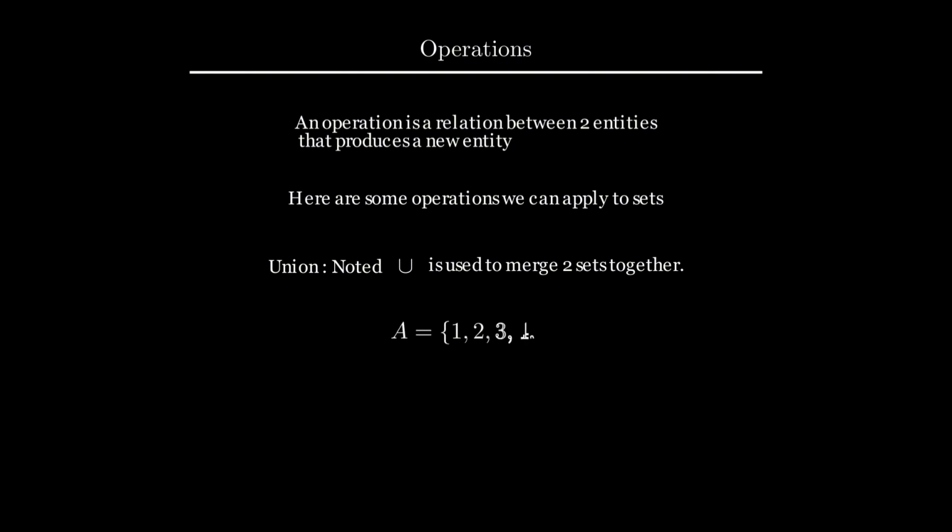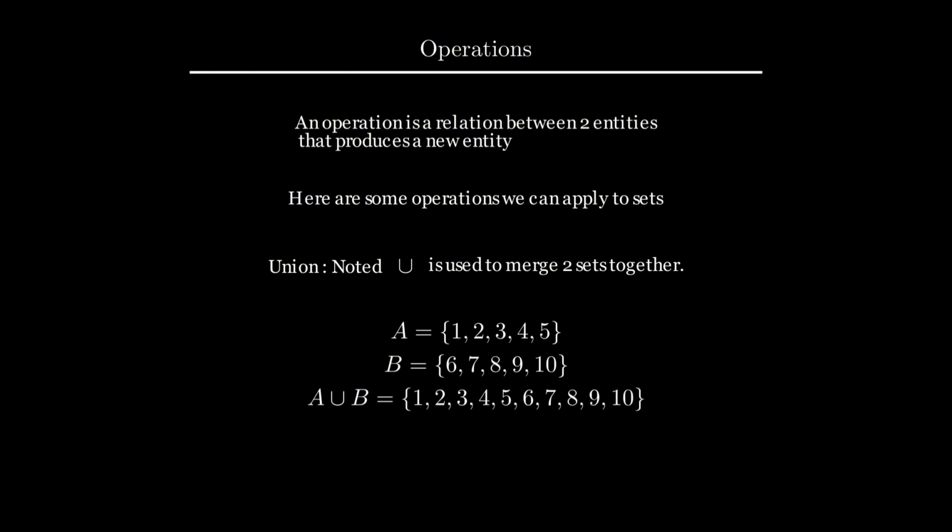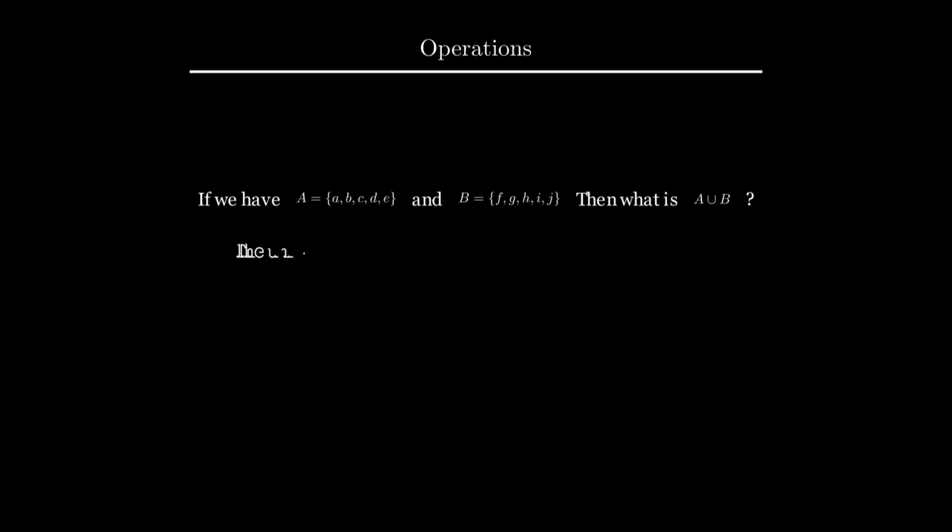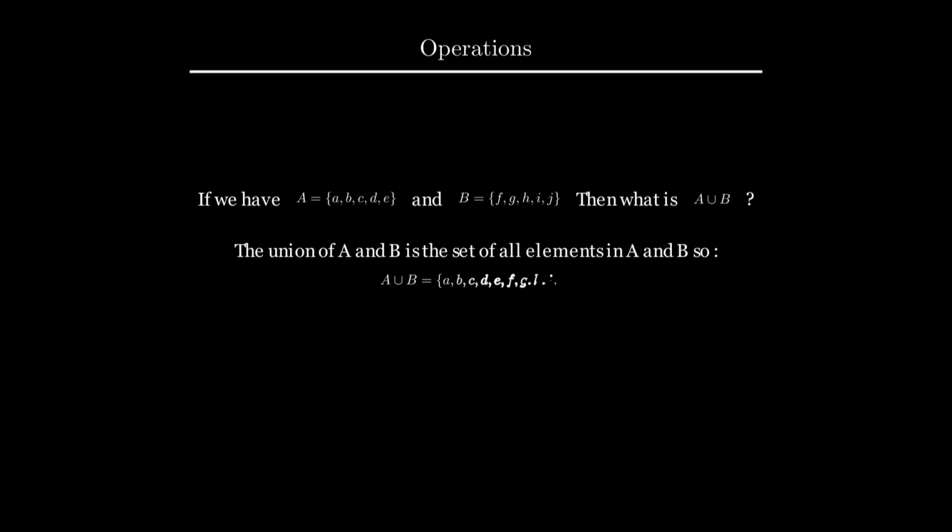In a mathematical perspective, it is written with the sets A and B, and you make A cup B, which is equal to all the objects in A and B. So to see if you understood correctly, try to answer that question. The union of A and B is the set of all elements in A and B.